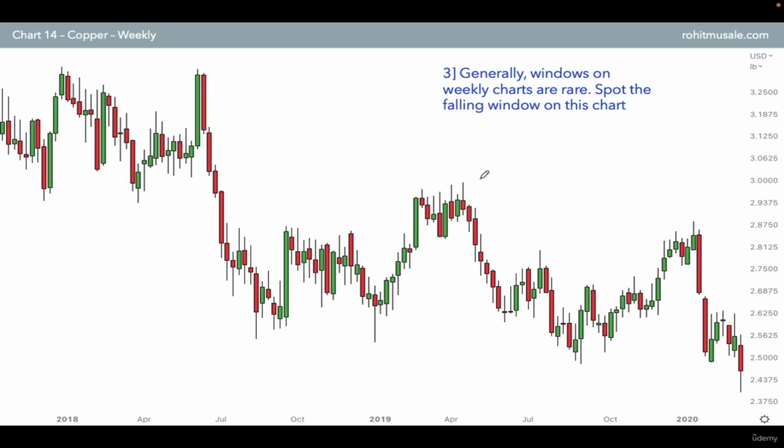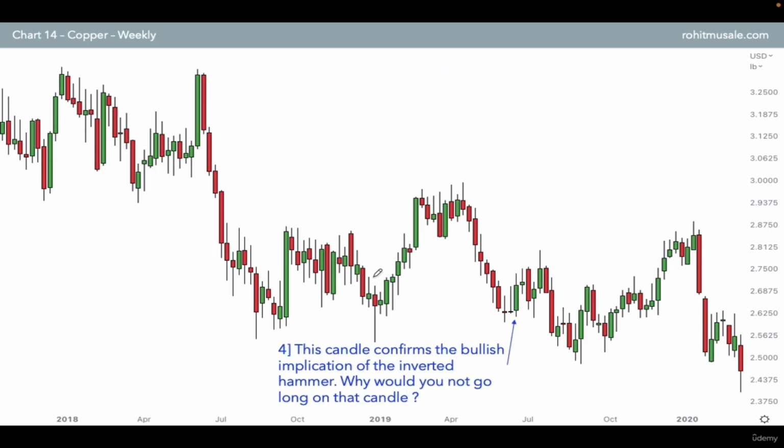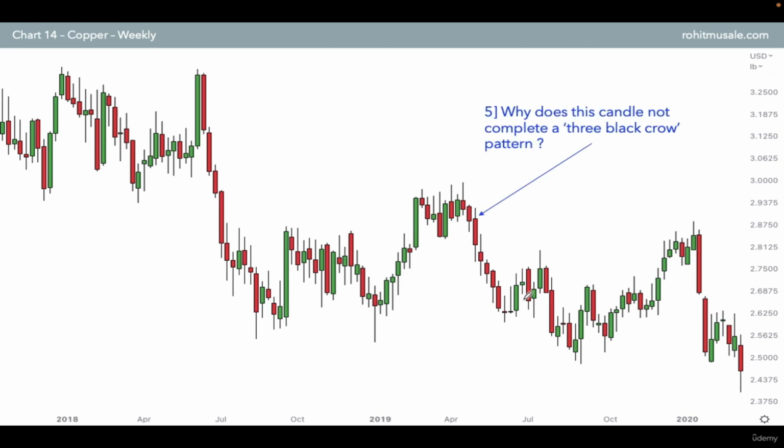Question number 3. Generally, windows on the weekly charts are rare. Spot the following window on this chart. Number 4. This candle confirms the bullish implication of the inverted hammer. Why would you not go long on that candle? So we are looking at this particular all green candle.